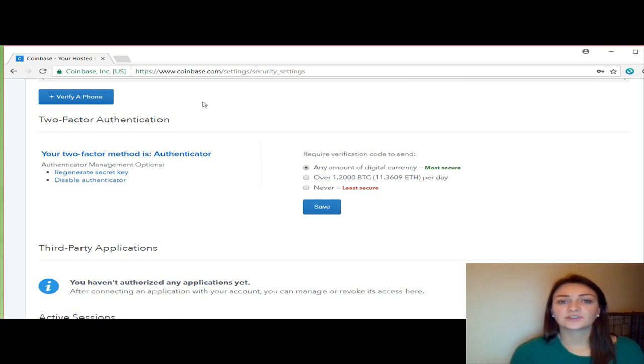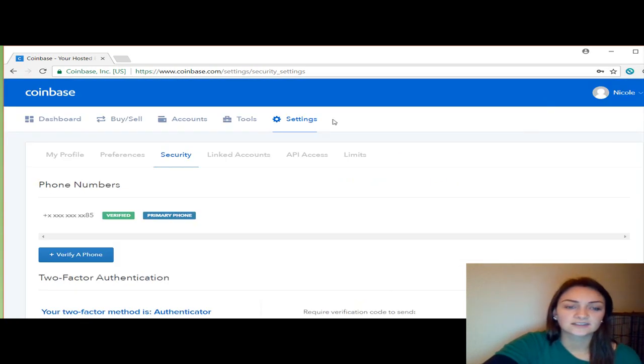And so it's only on your phone, only on your own personal Google Authenticator. And so it's just an extra layer of protection. So I have it on any amount of digital currency. It's the most secure. So anytime I send or receive currency on Coinbase, I have that Google Authenticator kicking in. Definitely recommend you do that.